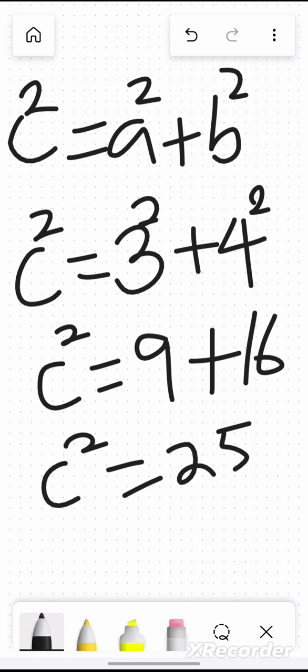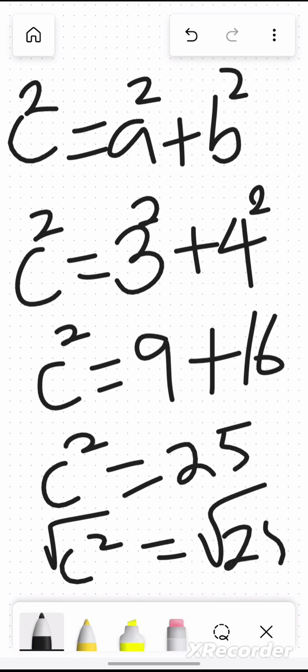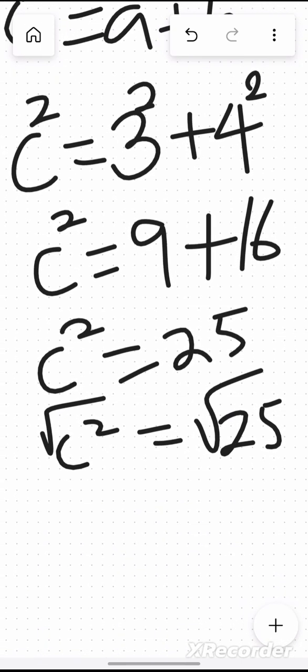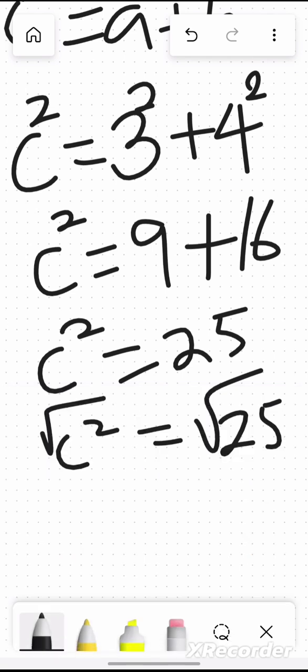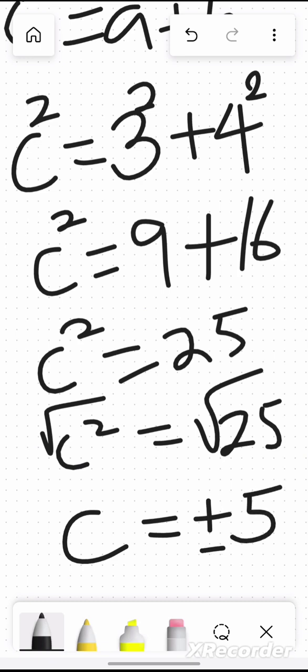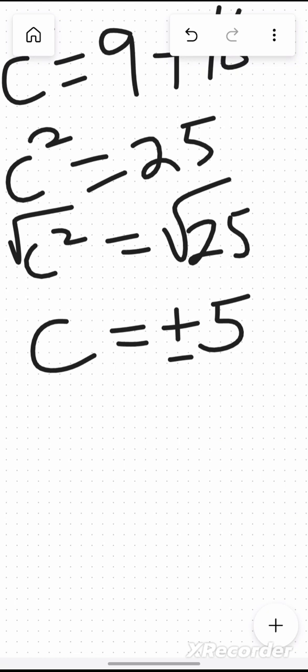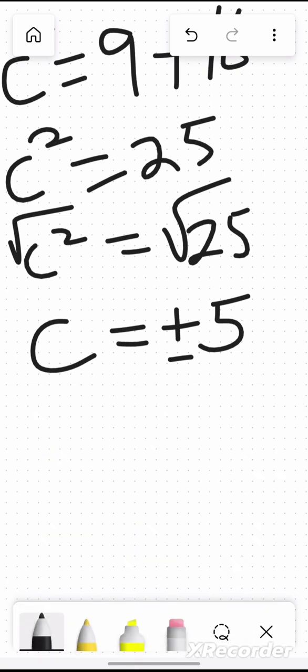Then we can take the square root of both sides. Square root of C squared is equal to the square root of 25. Therefore, we can say that C is equal to what? Plus or minus 5, right? But since we cannot have a negative magnitude, because magnitude just represents length, we can say C is equal to 5.